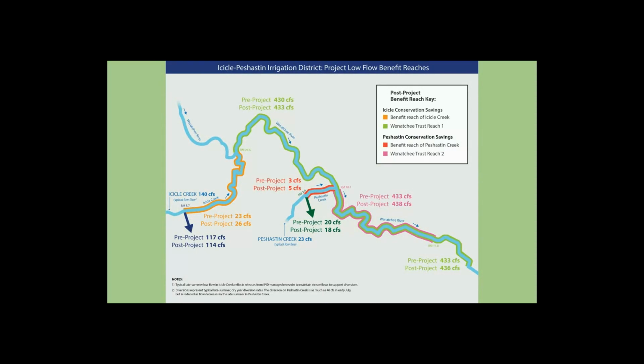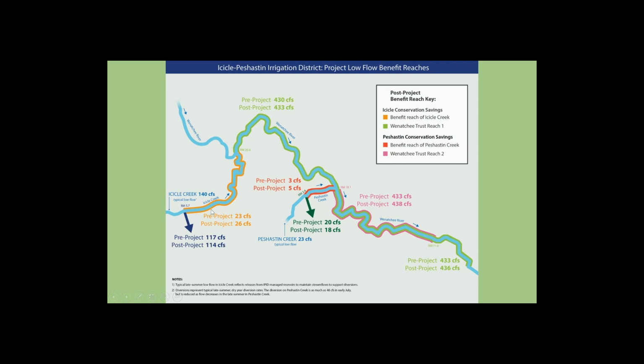So I have a graphic here similar to the previous one to show how this would work. Why don't we start on the left-hand side with Icicle Creek, 140 CFS. Diversion pre-project, they're taking up to 117. Post-project, they would be taking 114.